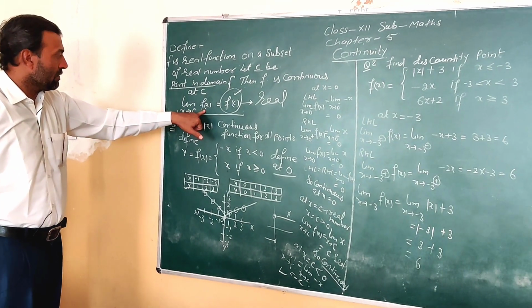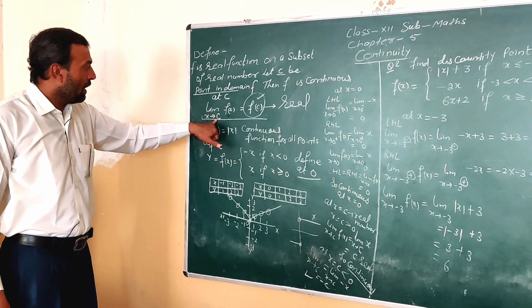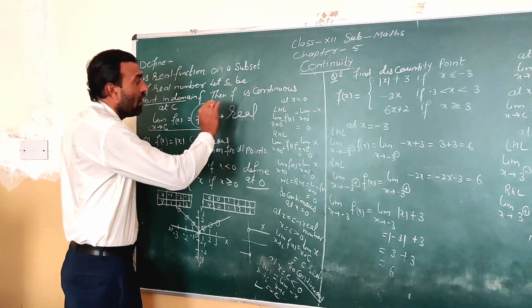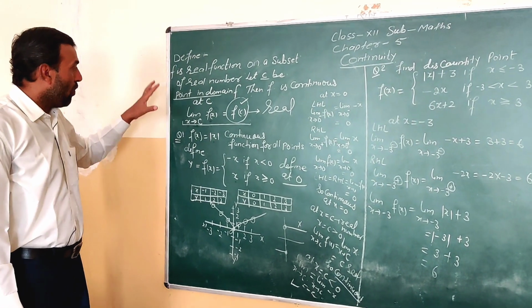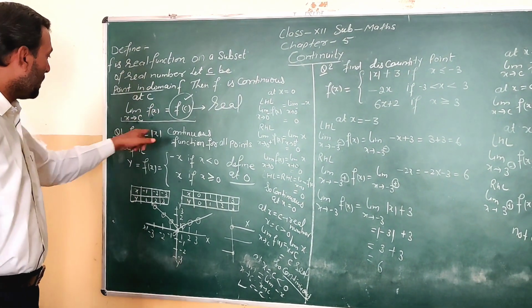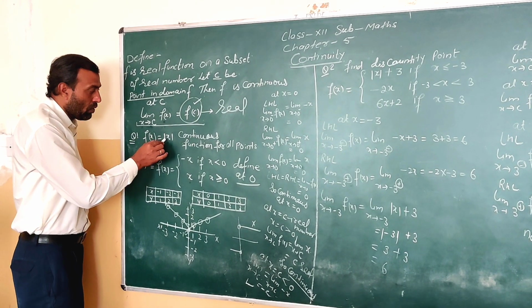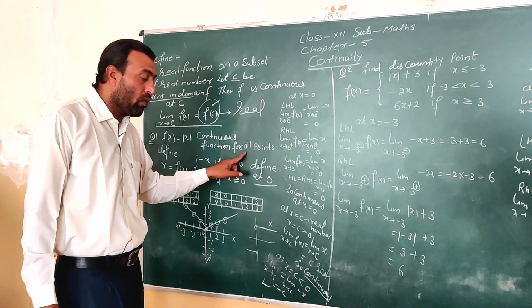Here f(x) is the function. If you put any value c into the function, and our answer f(c) is also real, then the function is called a continuous function. For this I am taking question number one. The function f(x) is equal to modulus x. This function is always continuous for all points.